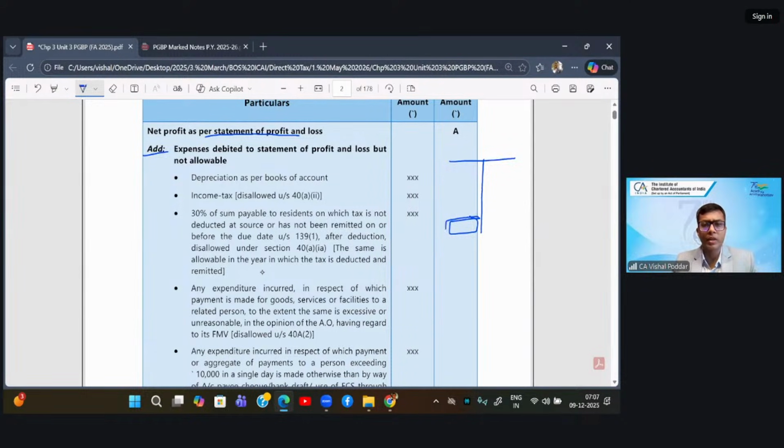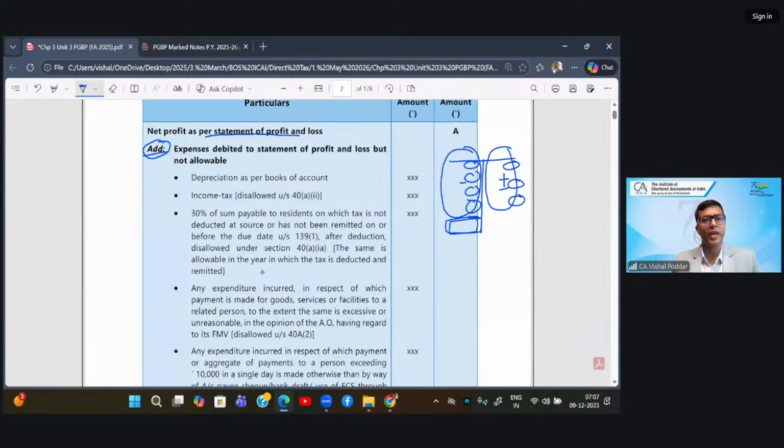So how is this figure arrived at? It is arrived at by subtracting these and by adding these. So these are already added in the net profit. Keep this in mind mathematically. These are already subtracted in the net profit. Now, if anything from this side is not part of PGBP, it should be added back to nullify the effect of subtraction. And if anything from this side is not part of PGBP, it has to be subtracted to nullify the addition effect. This is the simple mathematical logic.